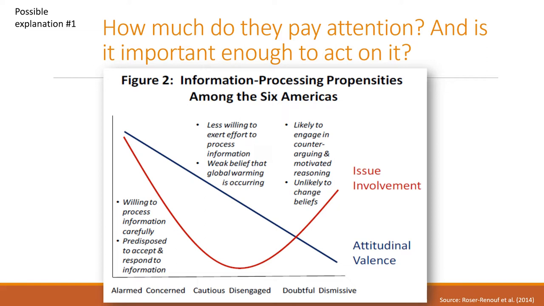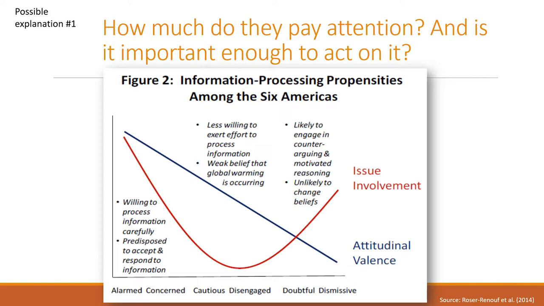Attitudinal valence is a related concept which basically says something about how much they're inclined to want to believe that if you communicate to them about the seriousness of climate change, the alarmed will believe you, the dismissive won't. That's essentially what this means, right? So just think about that. How much easier would it be to communicate with the alarmed and the concerned compared to the disengaged, who you might not even reach, versus the ones who are just waiting to argue with you, right?